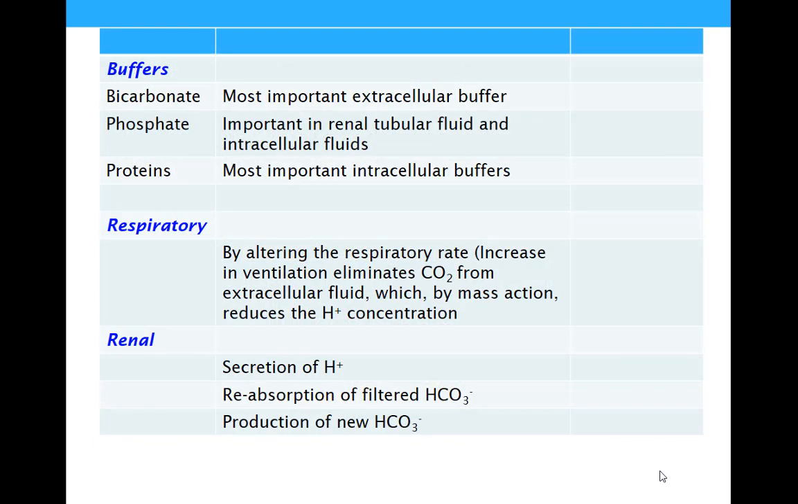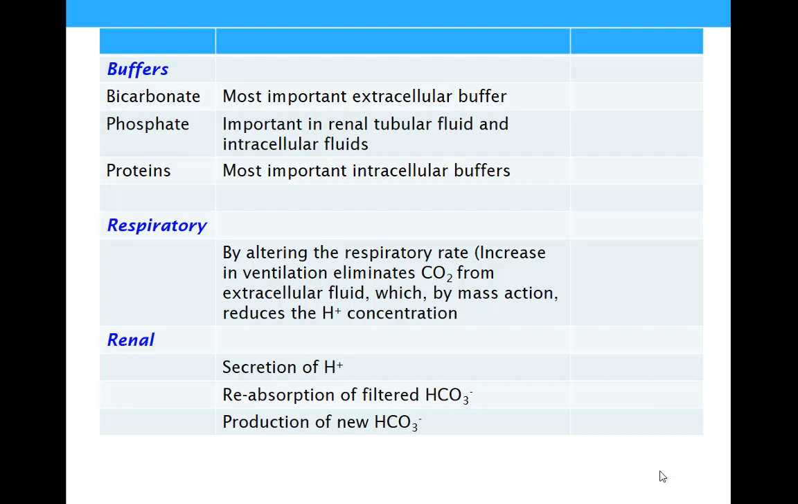So buffers, there are three major buffers. The most important buffer in the blood is the bicarbonate buffer. Then we have the phosphate buffer, which is very important in the kidney tubules, where, if you remember, after filtration, the filtrate is flowing through the tubules, where reabsorption and secretion occur. So a lot of buffering systems are operating there as well, and phosphate is the major buffer there.